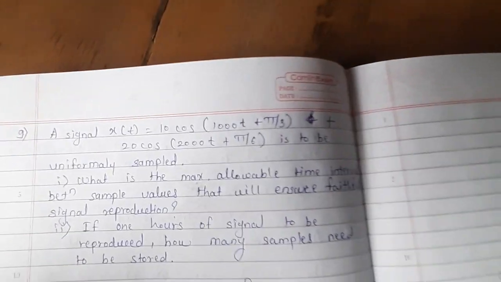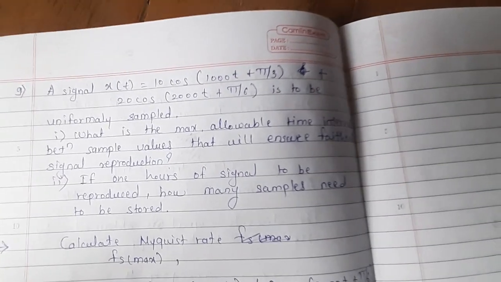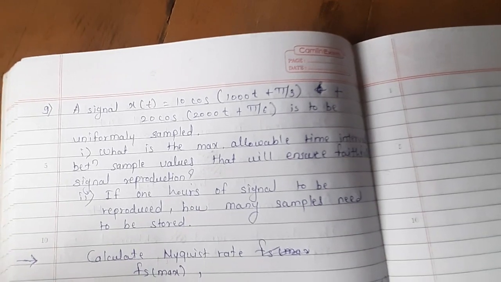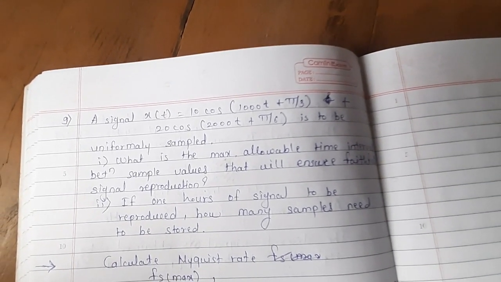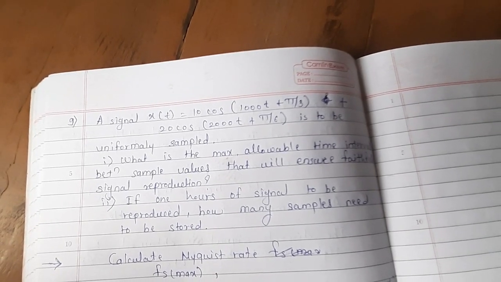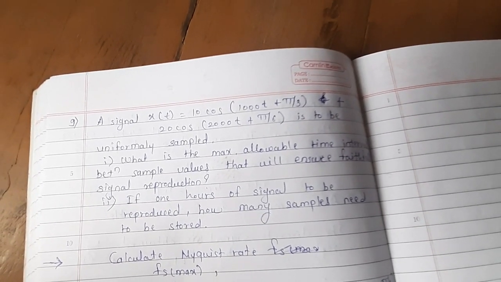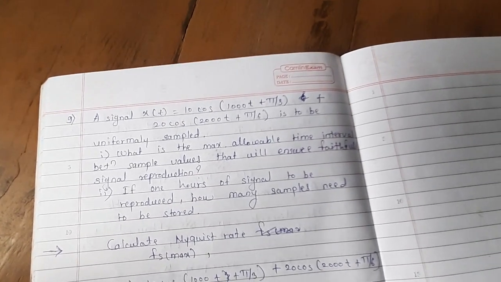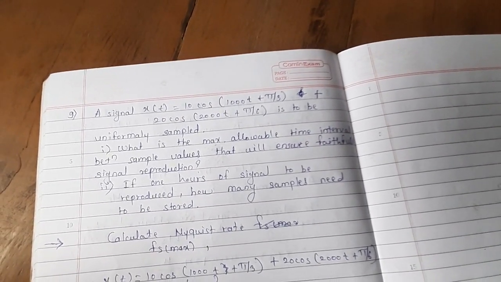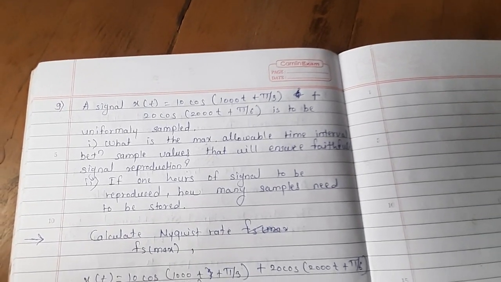So this is the given problem. Signal x of t is equal to 10 cos of 1000 t plus pi by 3 plus 20 cos of 2000 t plus pi by 6. It is to be uniformly sampled, and we have to find what is the maximum allowable time interval between the sample values which will ensure faithful signal reproduction. And second one is, if 1 hour of signal is to be reproduced, then how many samples need to be stored.